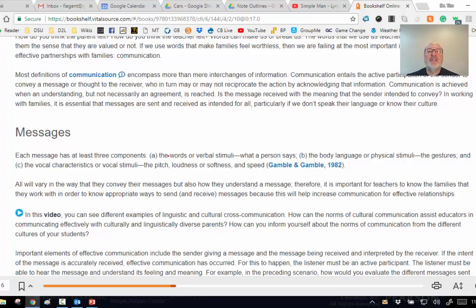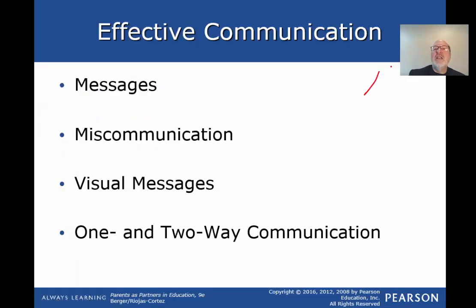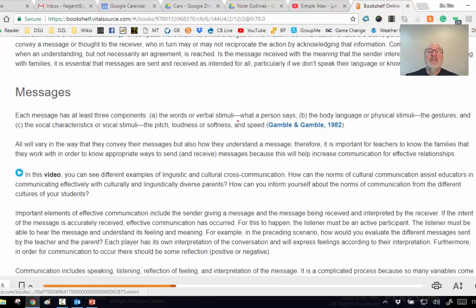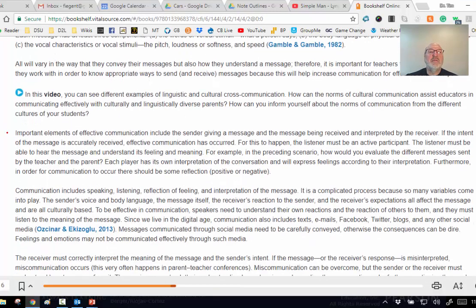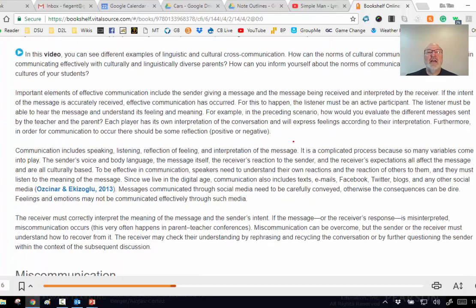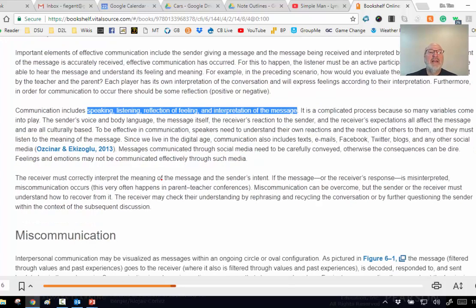Messages. Each message has three components: the words, the body language and gestures, and the vocal characteristics, the pitch and loudness. So I'm going to make this number one: address a sentence about each of these. Let me give you a little more before you go to those. Communication includes speaking, listening, reflecting, feeling, and interpretation of the message, all part of that. And the receiver must correctly interpret the meaning.